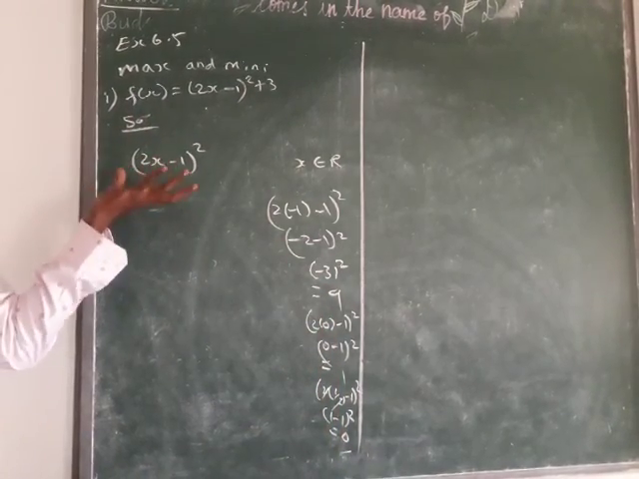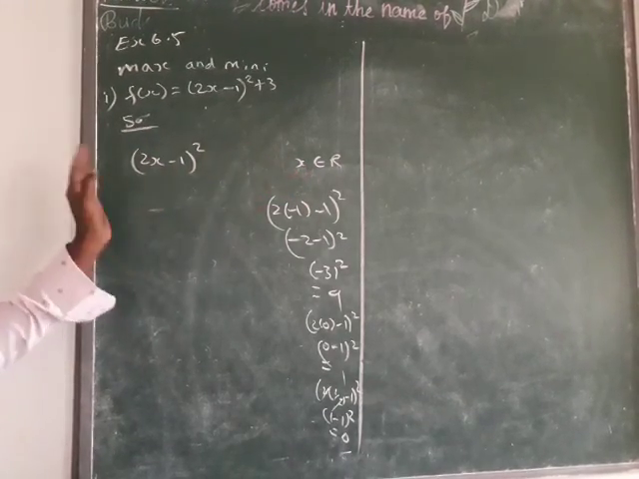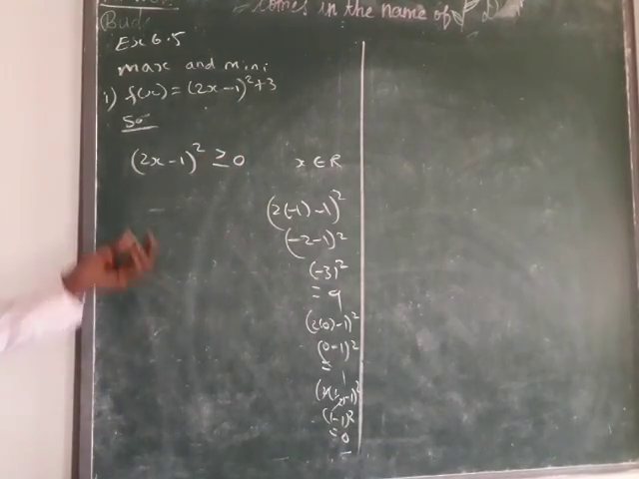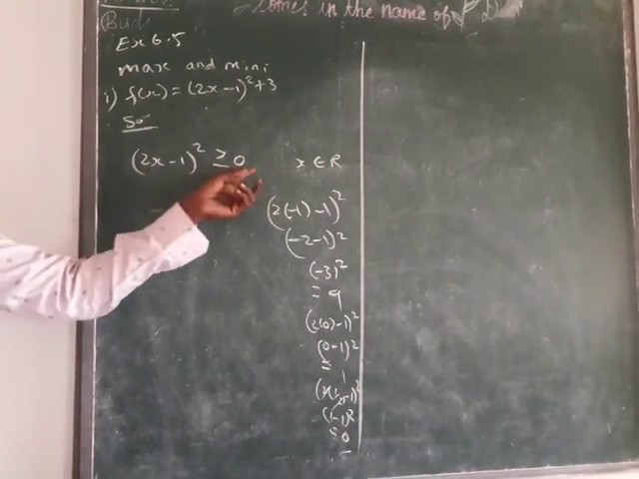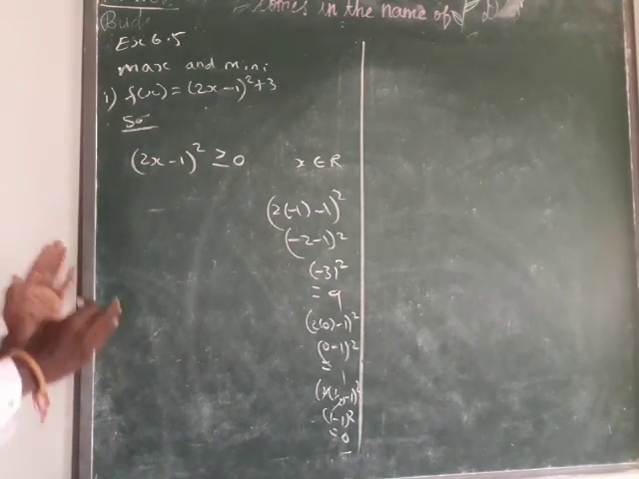So for the entire x term, instead of x any value from the real numbers can be substituted. It gives 0 or more than 0. So (2x - 1) whole square gives what? 0 or more than 0. Okay, still we didn't come to what is given.